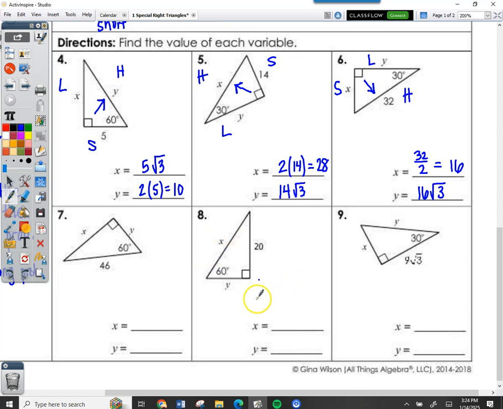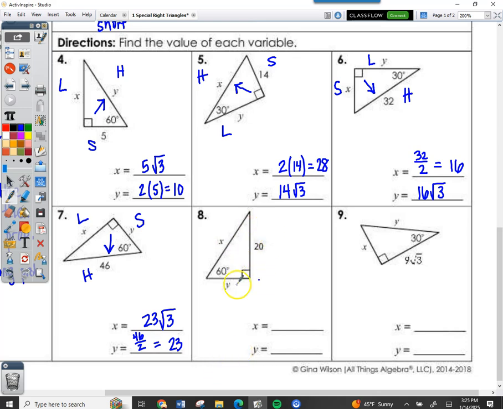Let's jump to, like here's another where you know the hypotenuse. So you could fill that one in real quick. Y'all get 23 root 3 and 23.